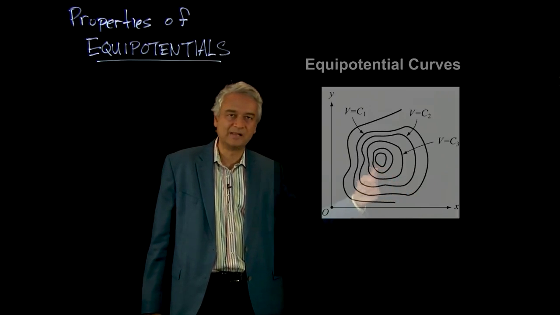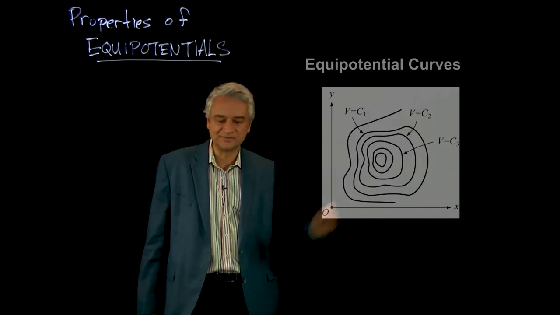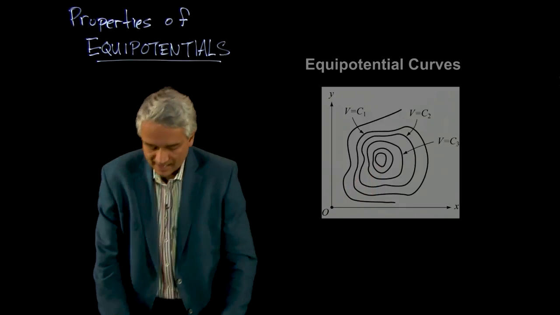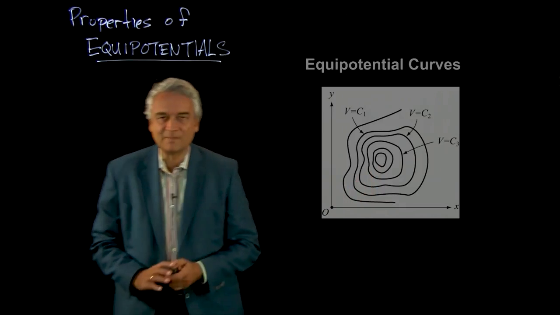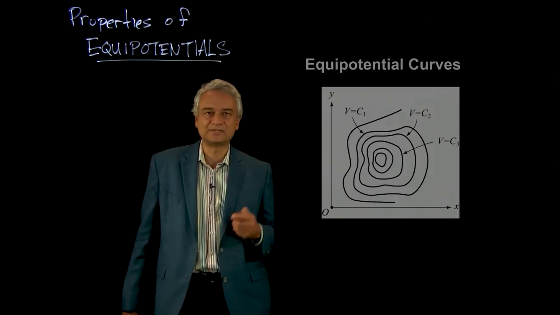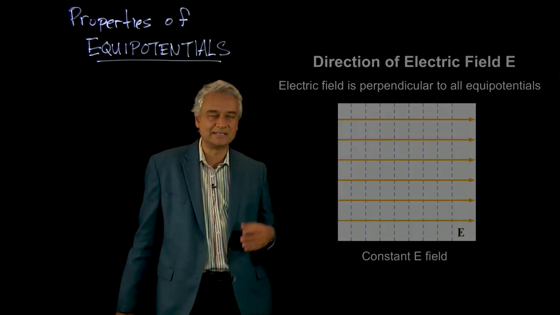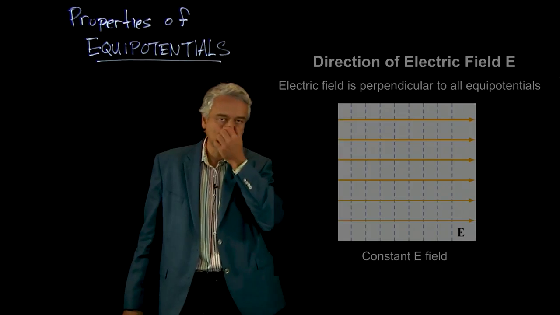If this is a potential valley, then the electric field lines are pointing inwards. So this might be best understood with some examples. Let's start with the simplest possible example, and that is a constant electric field.